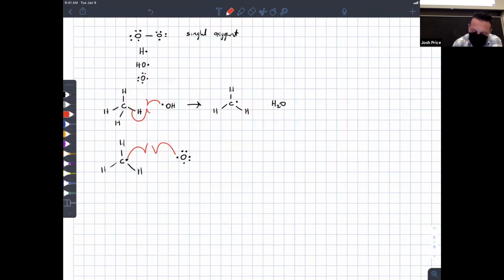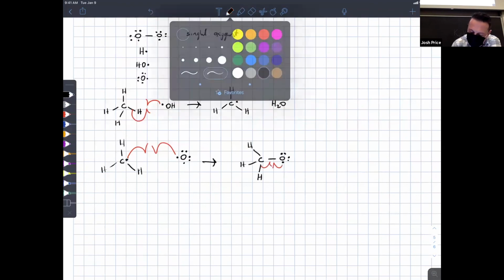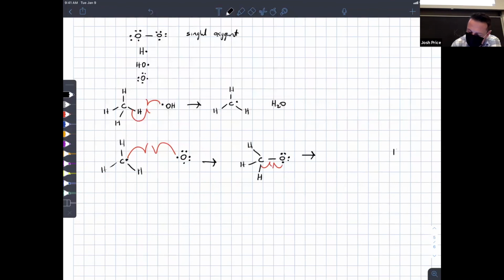You make a new carbon-oxygen sigma bond, but you still have an unpaired electron on the oxygen. And then this wild thing happens. We make a carbon-oxygen pi bond, and we spit out a hydrogen radical that can go on to do other things. And we just made formaldehyde. Another reason why you probably don't want to smoke is because you're going to be breathing in, among other things, formaldehyde.